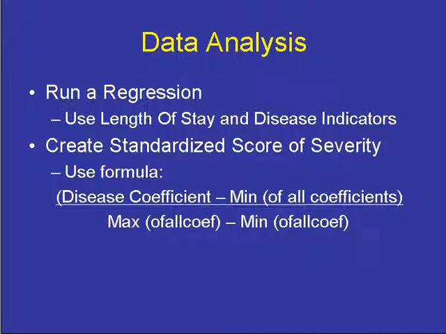We can then use data analysis to look at that data and run a regression using length of stay in our Y and our disease indicators in our X's. We are then given the disease coefficient or the severity of the disease. However, we need to standardize these severities. We can create a standardized score of severity using the formula below, which is the disease coefficient minus the min of all coefficients over the max of all coefficients minus the min of all coefficients.